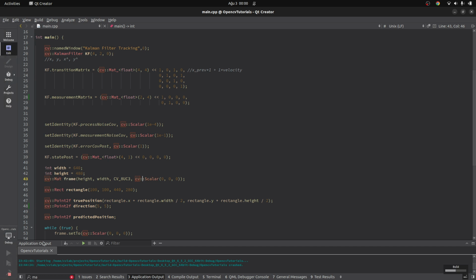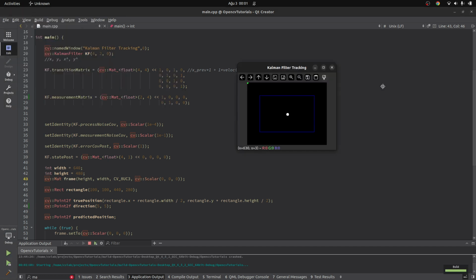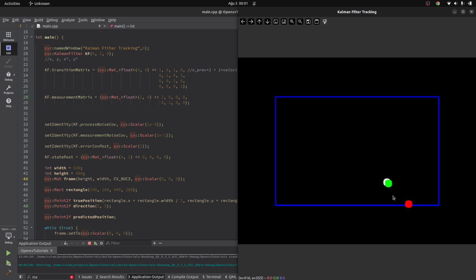Actually, we will continue with the same example, which is a simulation where we are moving a white ball, the green is the current Kalman filter prediction, and the red is the forward Kalman prediction. So we are going to continue with this example.